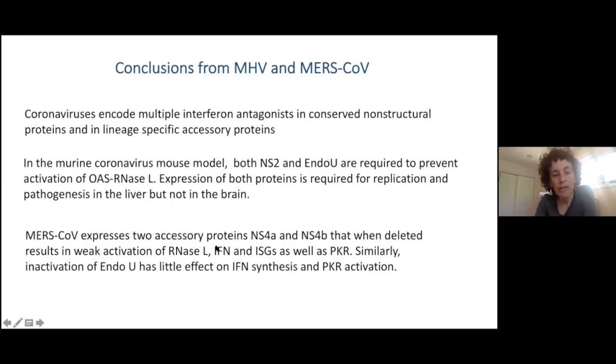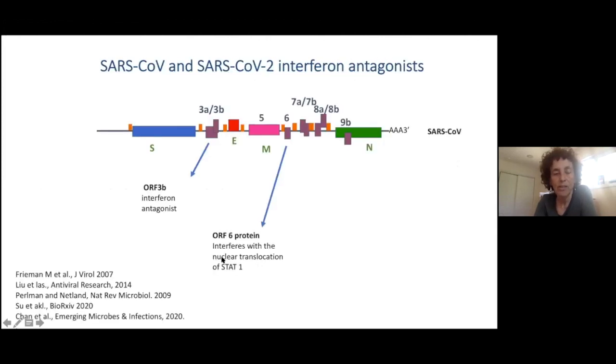MERS coronavirus expresses two accessory proteins that, when deleted, result in weak activation of all three pathways. Similarly, inactivation of Endo U has little effect on interferon synthesis and PKR activation.